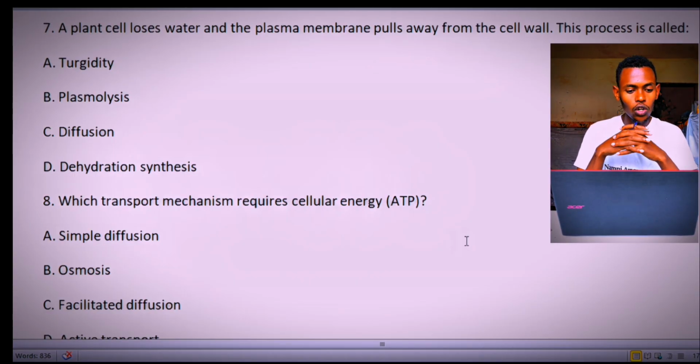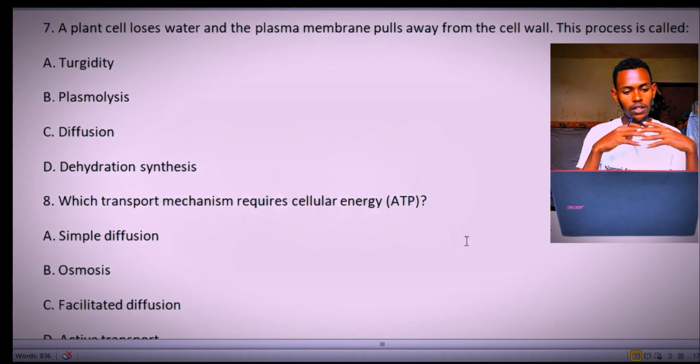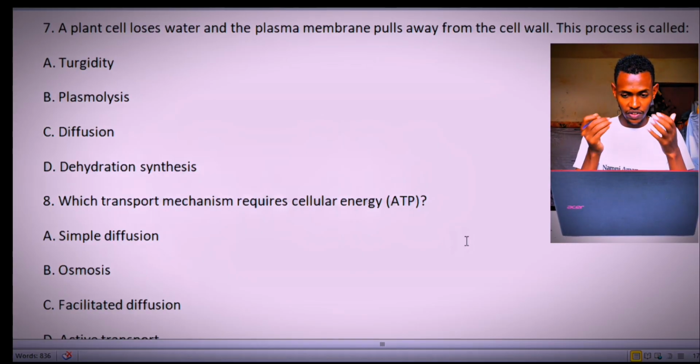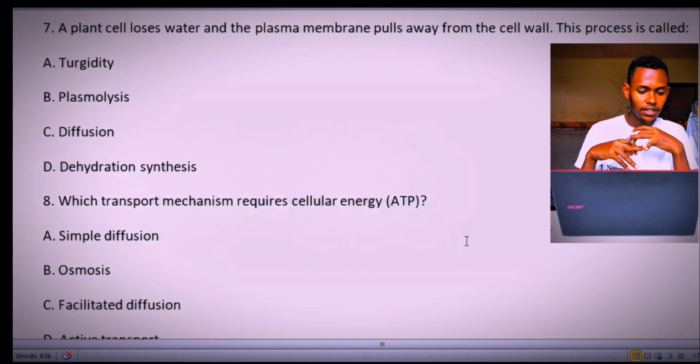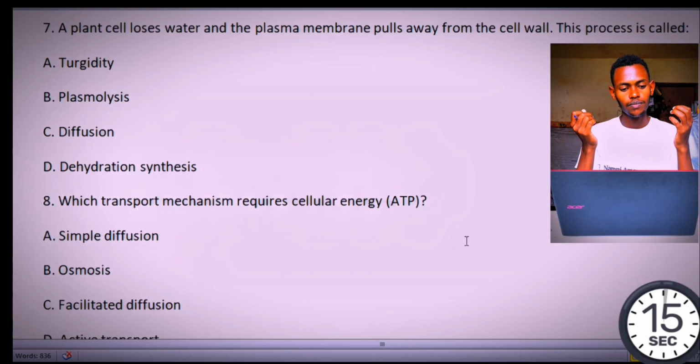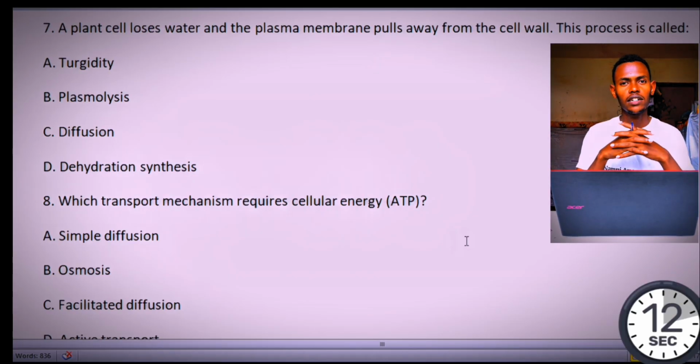Let's go on to the seventh question. A plant cell loses water and the plasma membrane pulls away from the cell wall. This process is called A. Turbidity, B. Plasmolysis, C. Diffusion, D. Dehydration synthesis. It is your turn.